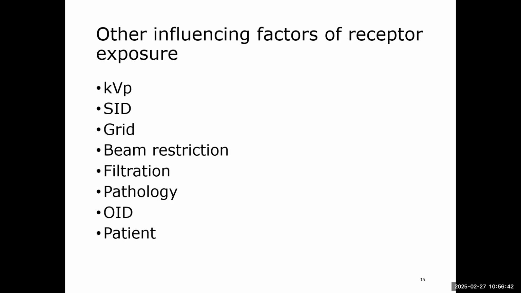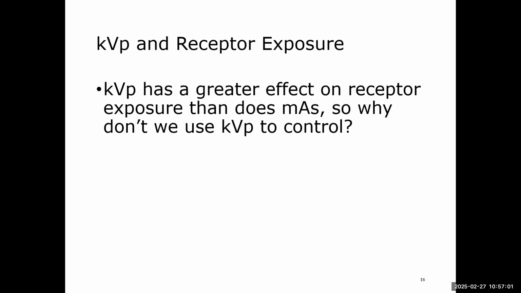If we're just talking about an inch or two of OID, we're probably not really going to see an effect on receptor exposure. But where we see it affect receptor exposure is when we have 6 to 10 inches of OID, and then it acts as a low ratio grid. And then the patient themselves, the patient size. So we know that kVp has a greater effect on receptor exposure than mAs does. So why don't we use kVp to control receptor exposure? Because it also changes what?